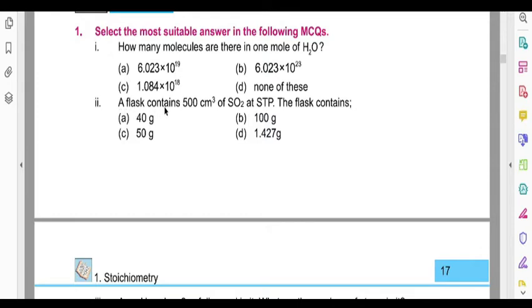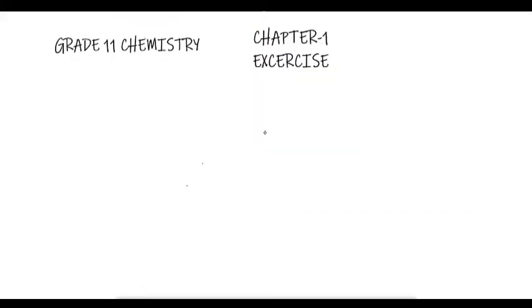Second question, a flask contains 500 centimeter cube of sulfur dioxide at STP. The flask contains A, 40 grams, B, 100 grams, C, 50 grams, or D, 1.427 grams of sulfur dioxide. So we have to do a little bit of calculations, and you already know that 22.4 dm cube of gas is occupied by 1 mole of any gas.